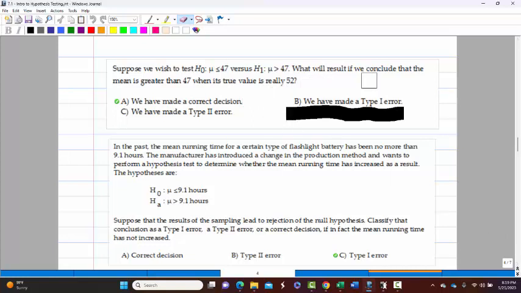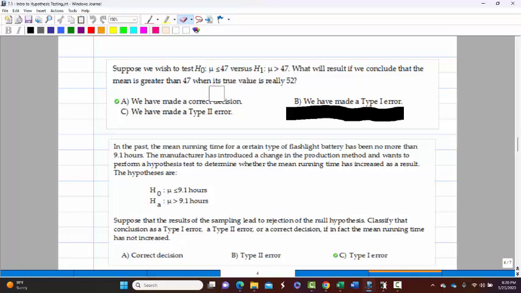It says, we conclude that the mean is greater than 47. So you see, that's the alternative hypothesis. So if we concluded that the mean was greater than 47, that means we rejected the Ho of less than or equal to 47 in support of greater than 47. That's what that means. So that's what we concluded based on our results.